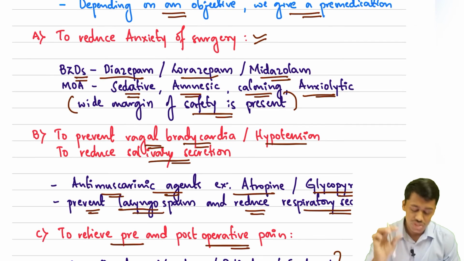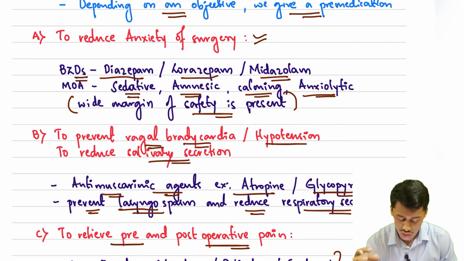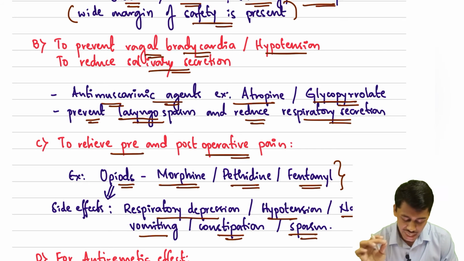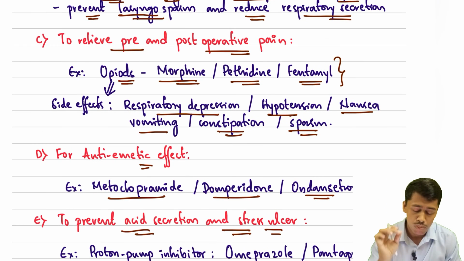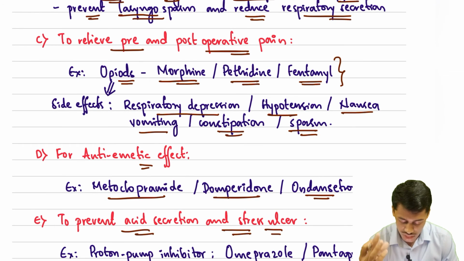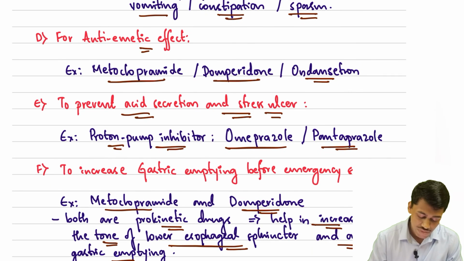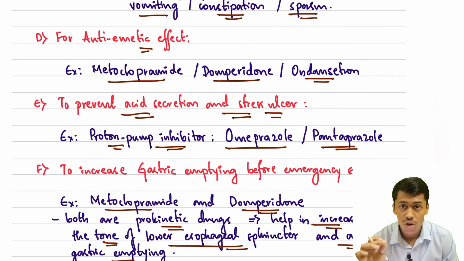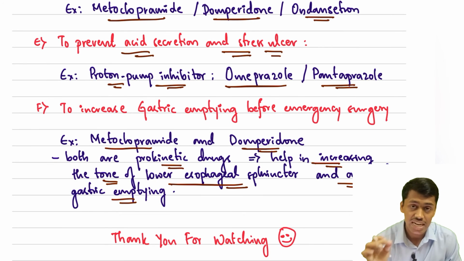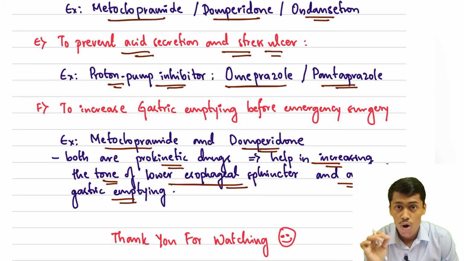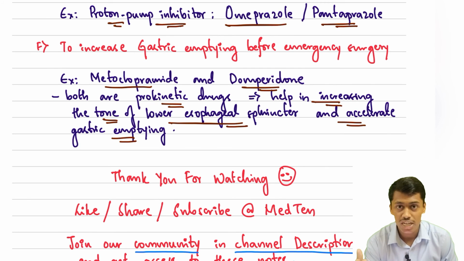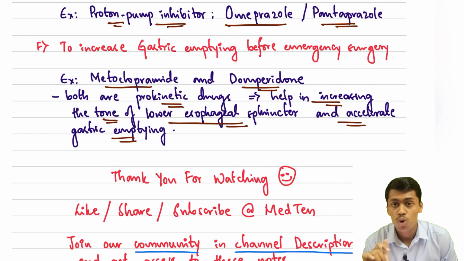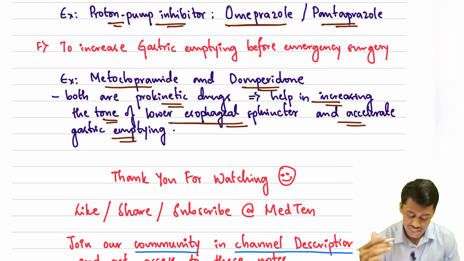So let's revise it. To reduce anxiety of surgery, we use diazepam, lorazepam, midazolam. To prevent vagal bradycardia, hypotension and to reduce salivary secretion, we use atropine or glycopyrrolate. To relieve pre and post-operative pain, we use opioids such as morphine, pethidine, fentanyl. For the antiemetic effect, we use metoclopramide, domperidone or ondansetron. To prevent acid secretion and stress ulcer, we use proton pump inhibitors such as omeprazole or pantoprazole. To increase gastric emptying before an emergency surgery, we again use metoclopramide or domperidone because both are prokinetic drugs and they help in increasing the tone of the lower esophageal sphincter as well as accelerating gastric emptying.